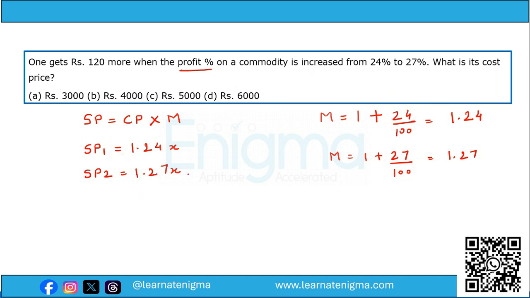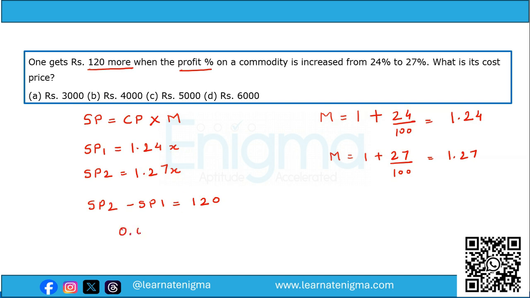Now when do we get the second selling price? When do we get 27% profit? When you are charging 120 rupees more. So therefore, we can have a very simple equation, that is selling price 2 minus selling price 1 is equal to 120. So 1.27x minus 1.24x is equal to 120.